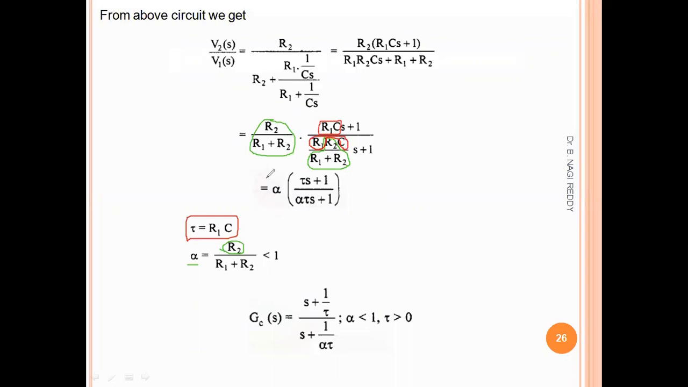So after replacing all the terms, you can see here in this place alpha, and R1C means tau into S plus 1, divided by, here alpha is there and tau is there, so alpha into tau into S plus 1. So this is the transfer function of the lead compensator. Transfer function of a lead compensator.